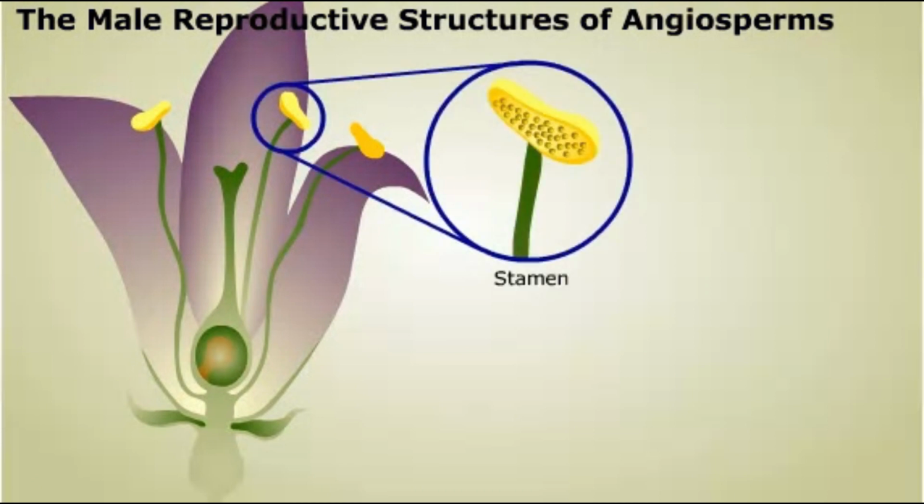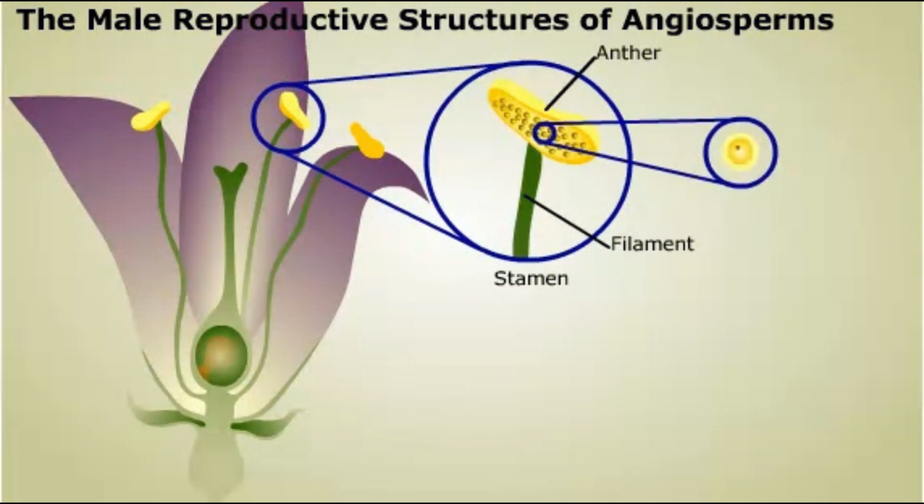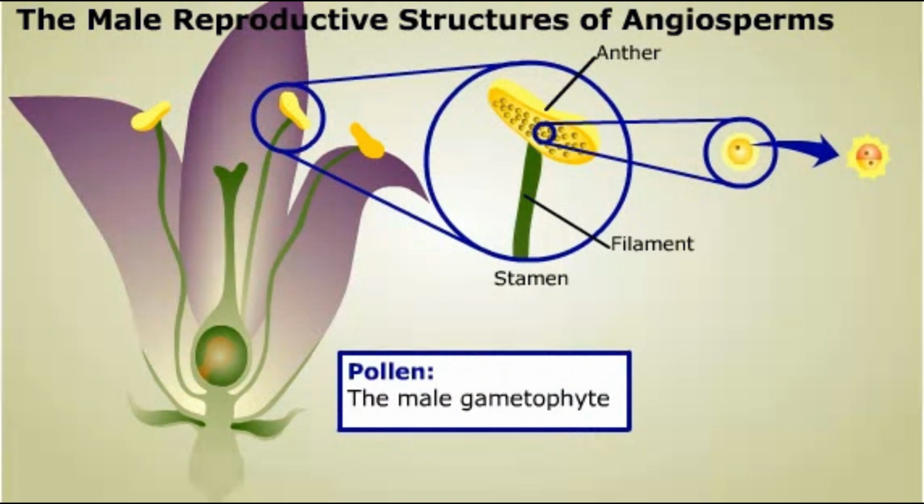The male reproductive organ is the stamen. Each stamen is made up of the anther and the filament. The anther contains the cells that develop into the male gametophytes, or pollen. Pollen is formed when cells within the anther undergo meiosis to form haploid microspores.